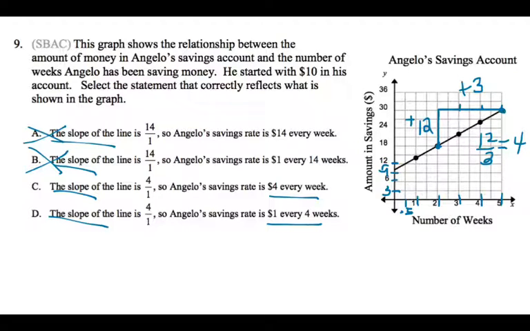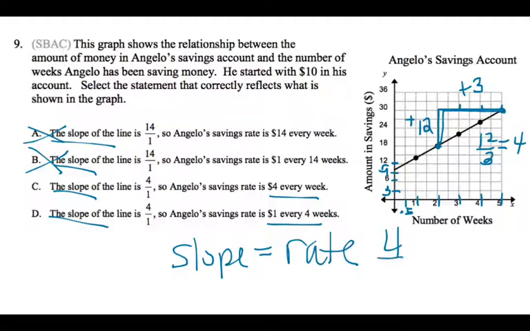Okay, so what we need to look at here is, if my rate is 4 over 1, my slope is 4 over 1, that's my rate. The slope equals the rate. So if my slope is 4 over 1, that means $4 for 1 week. So my answer is C.